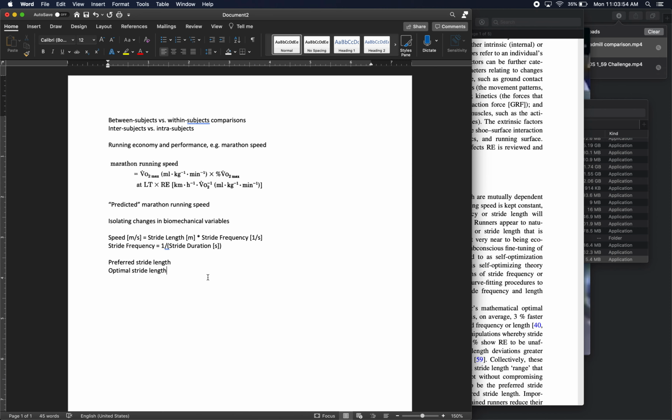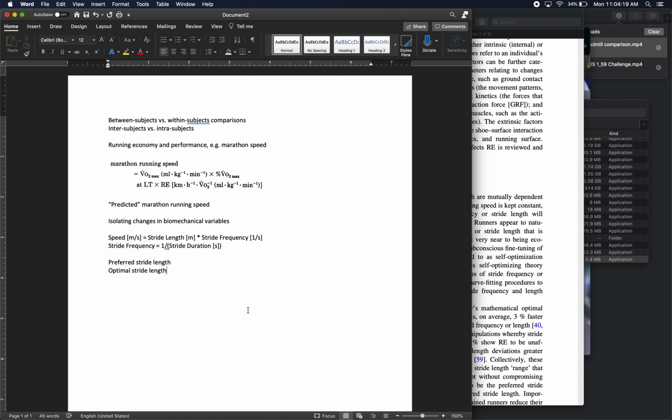Okay? For well-trained runners, on average, their preferred stride length is really close to their optimal stride length. It may differ by like 3%, if you graph it and measure it and plot it out. But if they change their preferred stride length to that optimal stride length, by changing it by 1, 2, 3%, it really doesn't affect their running economy in any measurable way. And that's for well-trained, experienced runners.